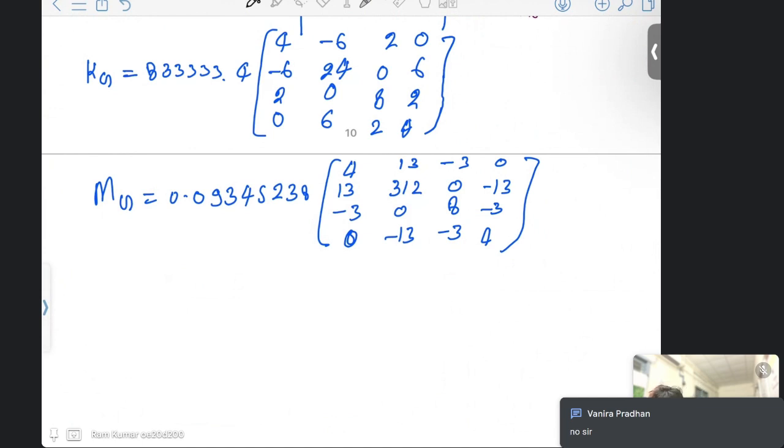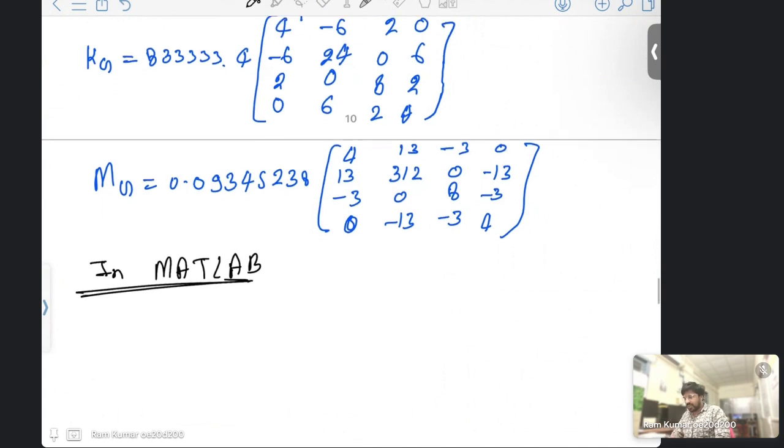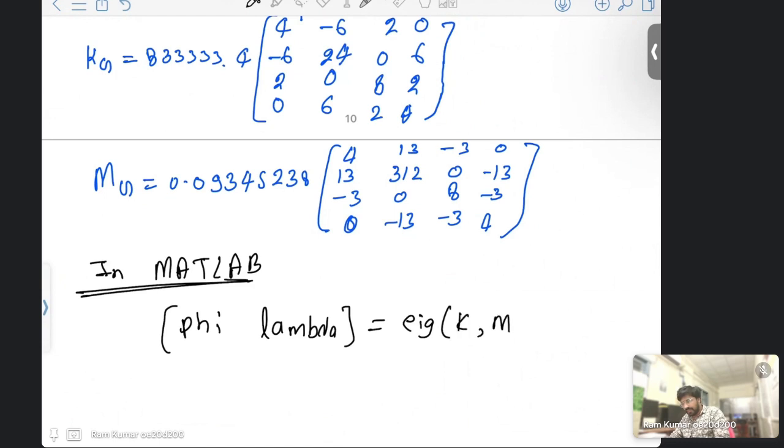I will tell you what to write in MATLAB. We have one command: phi, lambda equal to eig, meaning eigenvalue, then K comma M. So what will be here?